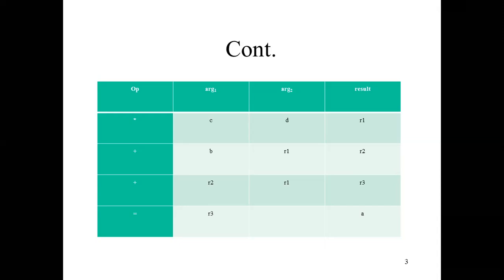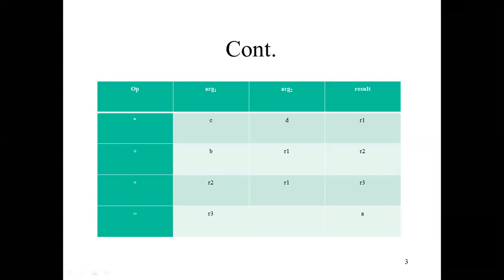So A is equal to R3. The final value will go into A. R3 will depend on the values of R1 and R2. So from the expression, we start choosing various temporary variables, and we start to reduce, and finally you can see that A is equal to R3. The expression is reduced finally and depends on the various temporary variables.